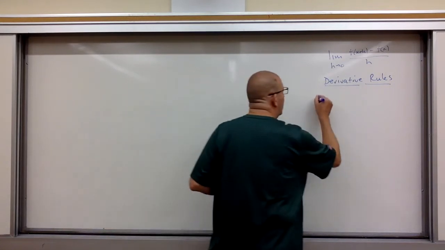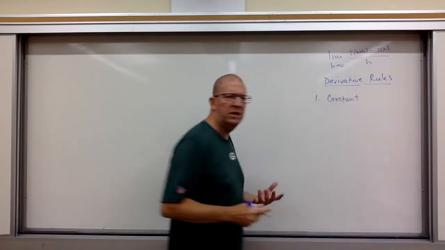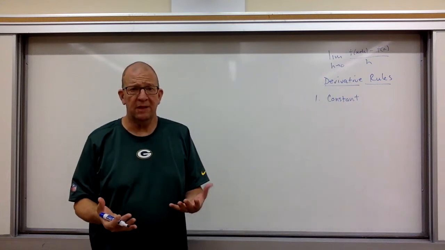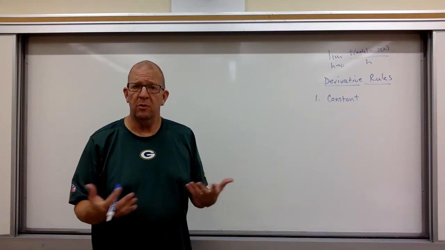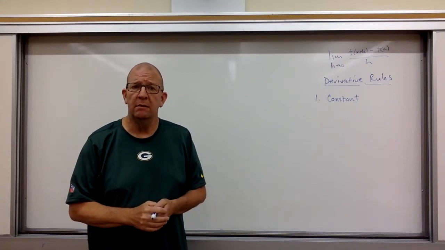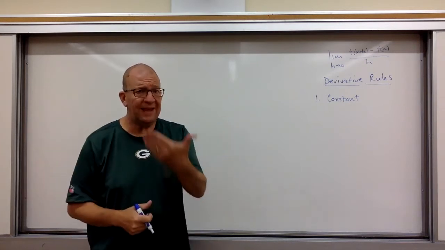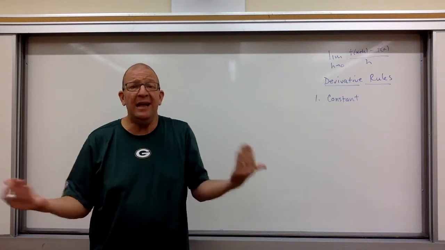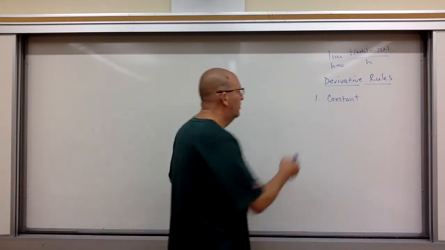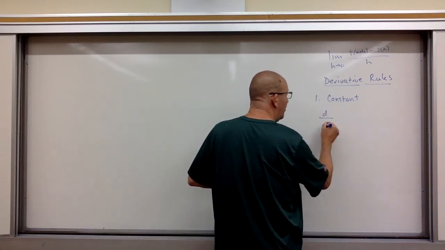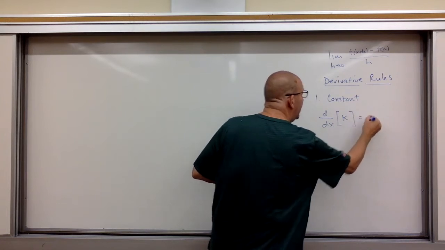For example, what's the derivative of a constant? Well, if I give you a horizontal line, say y equals 5, what's the slope of that line? That's right, 0. It's a horizontal line. And in fact, any constant is a horizontal line, right? That's right. So the derivative with respect to x of any constant k is 0.